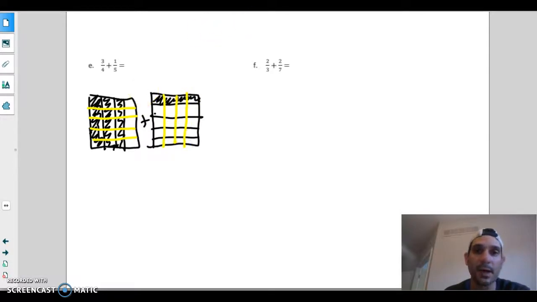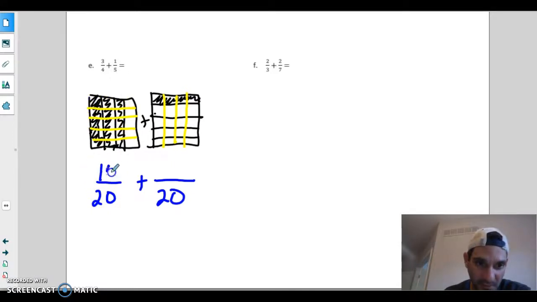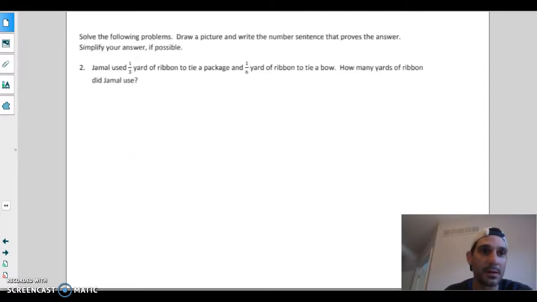Okay, now let's create our denominators. How many pieces are here total? 4, 8, 12, 16, 20. Same on this side. So our denominator is 20. So how many pieces here are totally shaded? 3, 6, 9, 12, 15. So there's 15/20. On this one, there's 1, 2, 3, 4. Add them up, 19/20. That's it. Let's get another one.